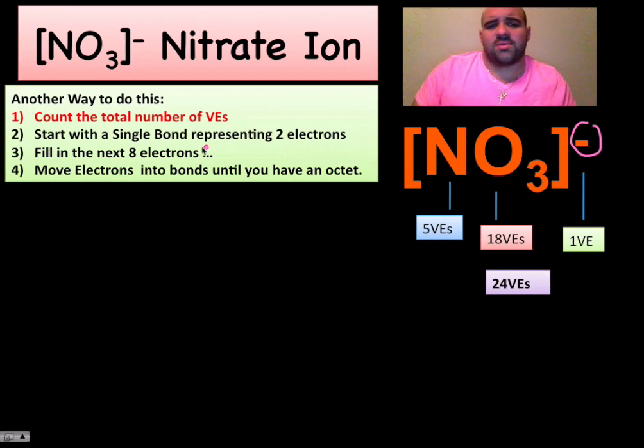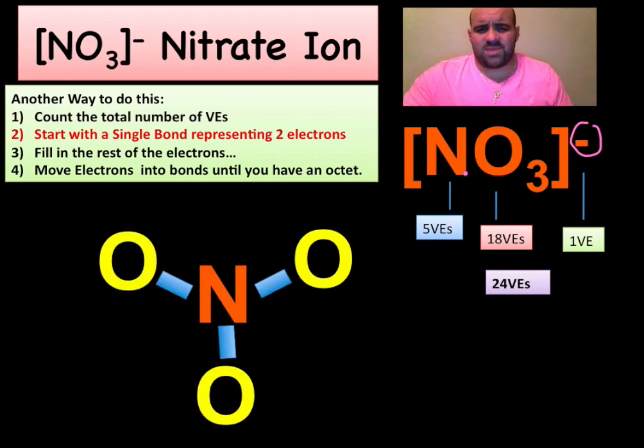And now we're going to start with a single bond representing 2 electrons. Remember, the atom that is the least electronegative goes in the middle. Nitrogen will be less electronegative than oxygen because they're in the same period, but oxygen has another proton. There's no increased shielding, but it's drawing. Oxygen has greater nuclear pull for an electron. So nitrogen will be less electronegative. And we're going to start with a bond that represents 2 electrons.